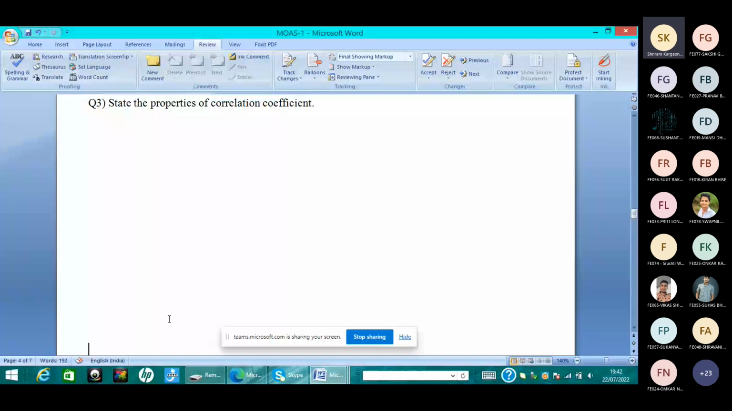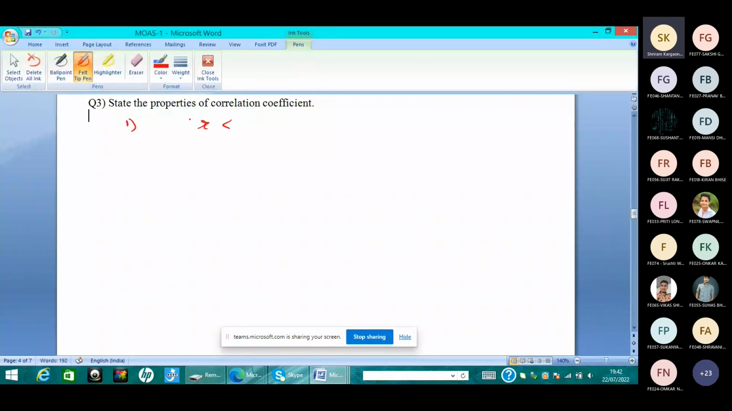The very first property is, it lies between 0 and 1. Okay. What is the first property? It lies between 0 and 1. So that is the very basic property. Very first property, correlation lies between -1 to +1. Okay, -1 to +1. Secondly, this thing you need to note. This is a very important point.